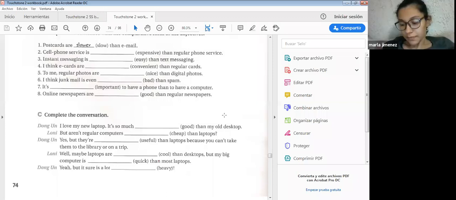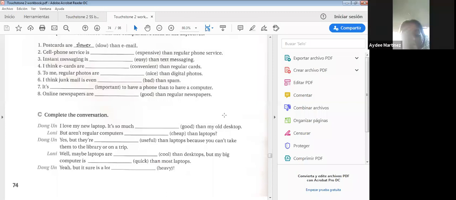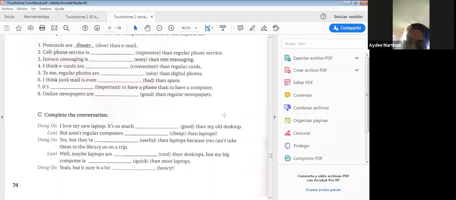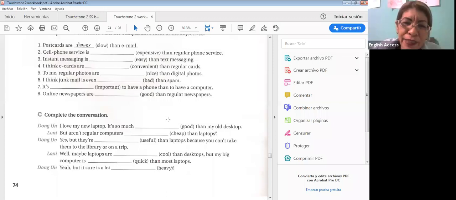Well, maybe laptops are cooler than desktops, but my big computer is quicker than most laptops. Yeah, but it sure is a lot more heavy. No, it's a short adjective. Heavy, heavier. It's heavier. It's a short adjective.